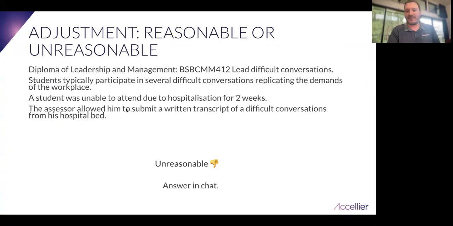Now, of course, don't feel bad if you said that, because I'm putting a very simple case study on the screen. But if you go and look at the unit, and you didn't have time to do that, so I don't blame you, it's very clear that this unit is about leading difficult conversations, like proper face-to-face conversations. And to submit a written transcript of a difficult conversation does not capture the reality of what it's like to have a difficult conversation with a person. I feel bad that they're in hospital, it's not great, but they've got time to sit there and think about what they're going to say and write it all out. That's not enough to base their assessment decision on.